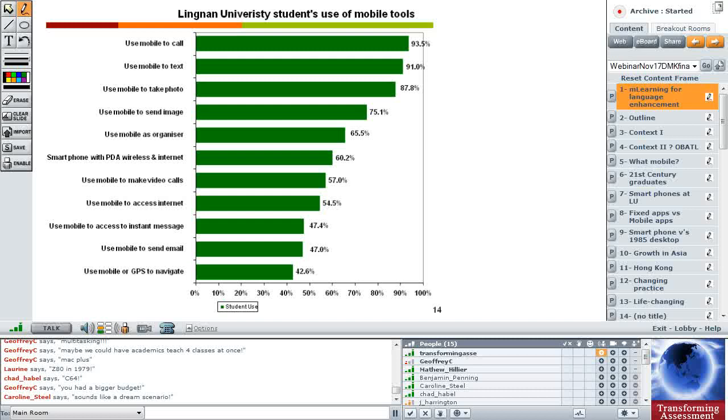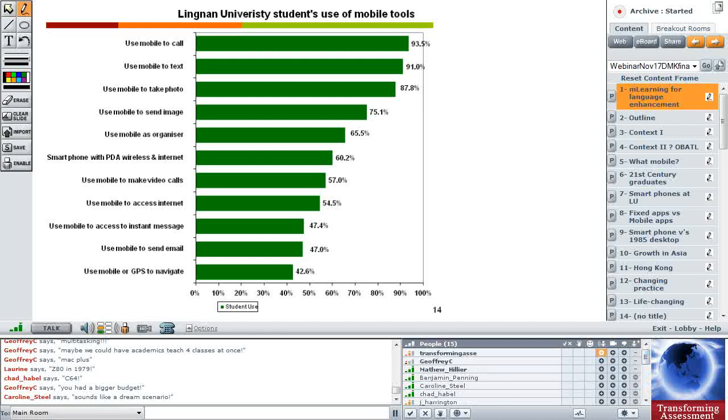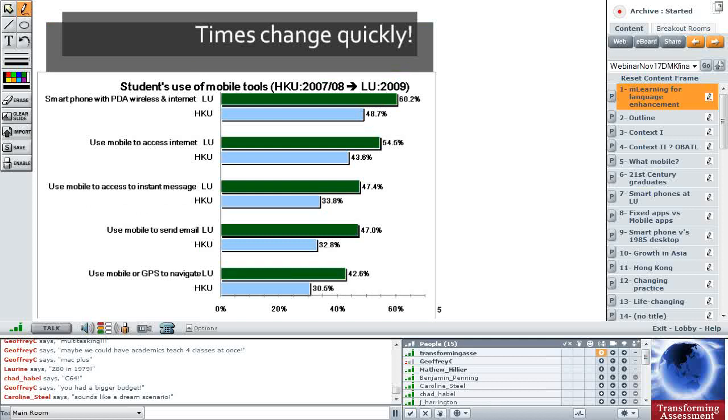So here's what we know from our surveys about our students. This was done a year ago, 2009. We're processing the figures for 2010, and it's about the same. There's not huge increases, except in things like accessing the internet, sending email, and using the mobiles to send images around, which have improved a little bit. So you'd think we have an open door when it comes to the students in terms of using these things for learning. And we also have some growth rates because prior to coming to Lingnan, I was at Hong Kong U, and we ran the same survey there in 2007 and 8. And you can see the growth rates of the use of these devices across the universities.